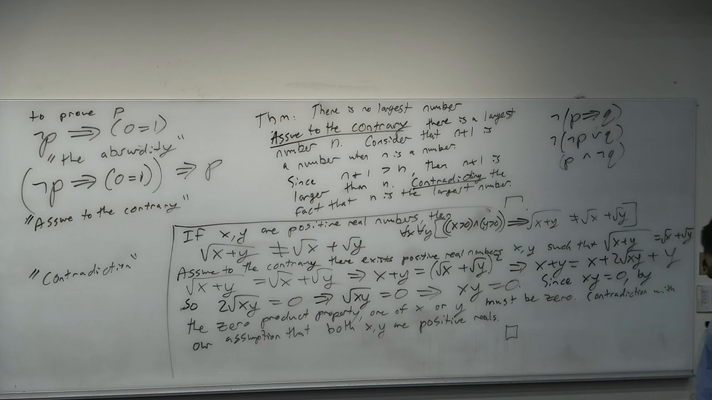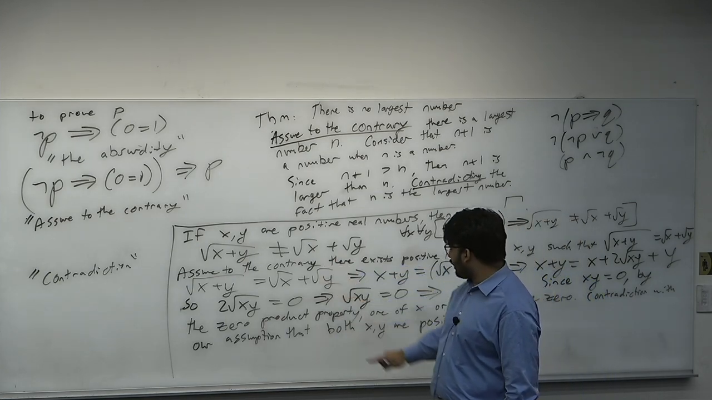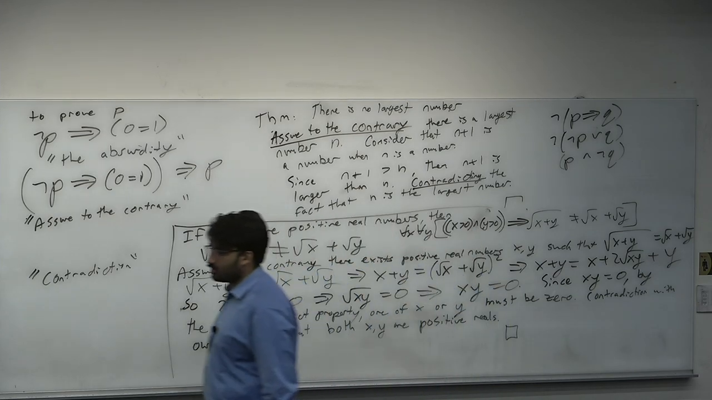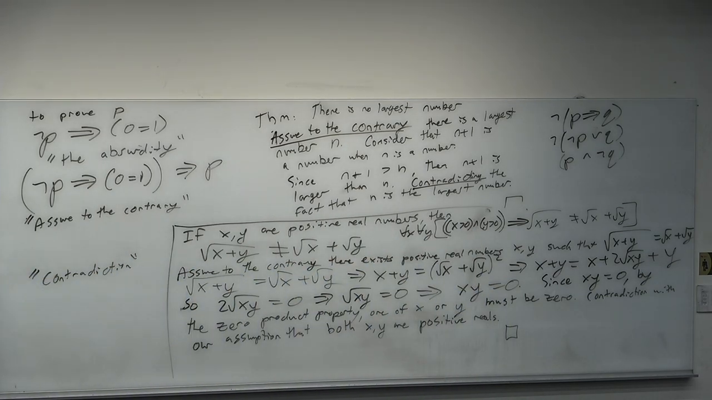We see the syntax again. I begin with assuming to the contrary, and I end with what the contradiction actually is. It's important that all proofs you do follow this syntax, or at least for proof by contradiction.